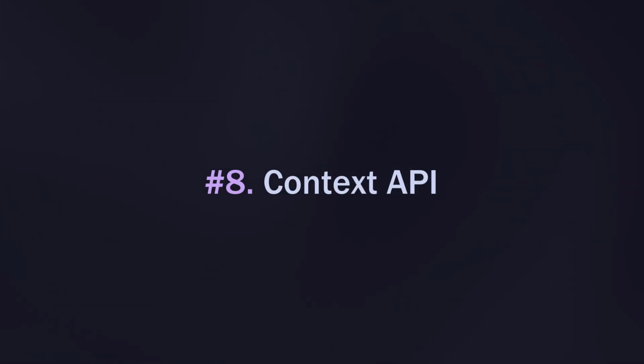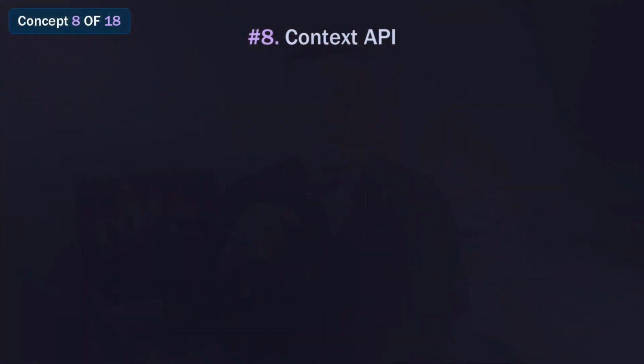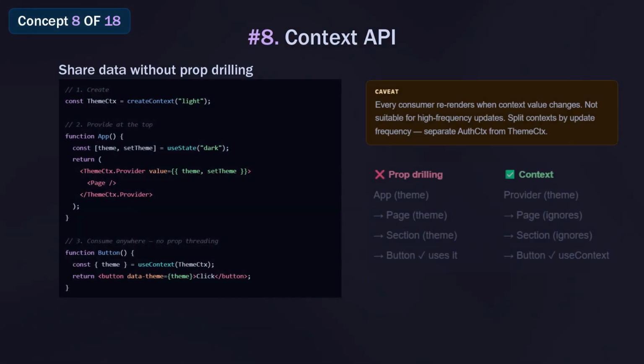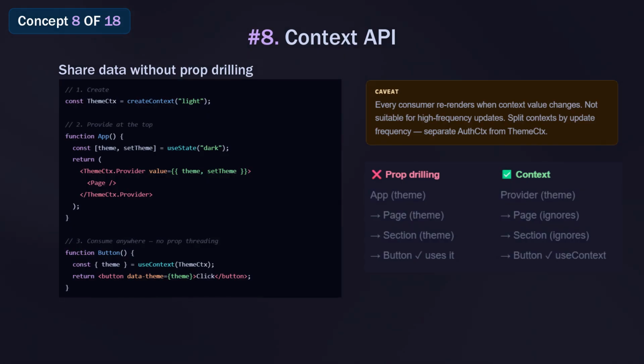Context API. Context solves the prop drilling problem. Prop drilling is when you pass data through layers of intermediate components that don't actually need it. They're just passing it along to something deeper. With context, you create a context object, wrap part of your tree in its provider, and any component inside that tree can read the value directly with useContext, without any props being threaded through the middle.